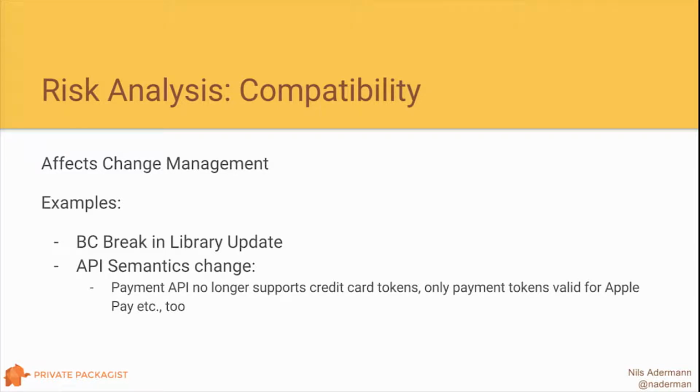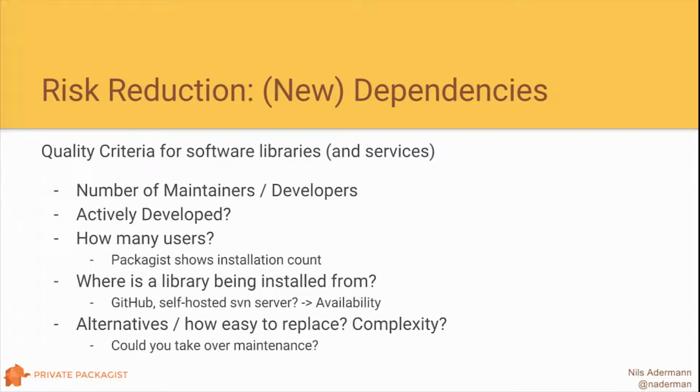So the semantics of an API might even change, even though it's not obvious that the syntax of some call changed or that the number of arguments changed. So it's important to keep track of this. How do you reduce risk when managing change?